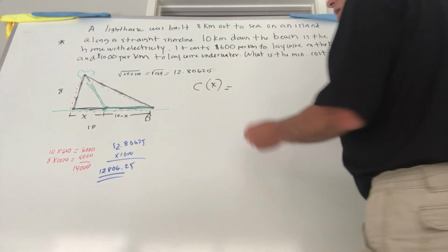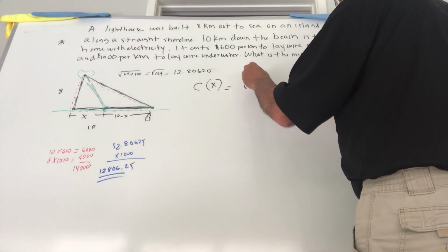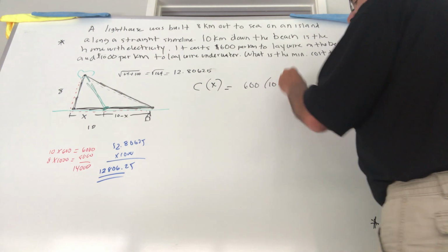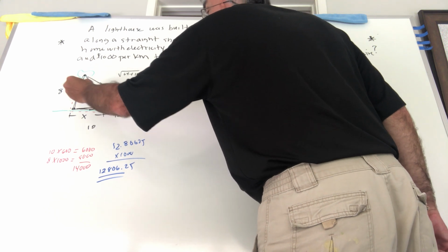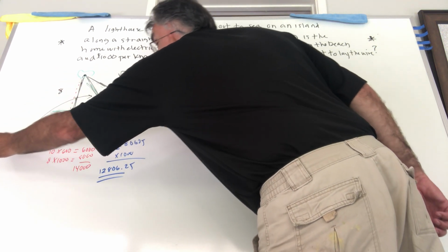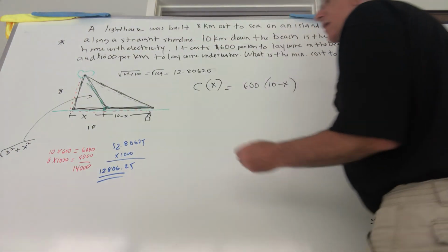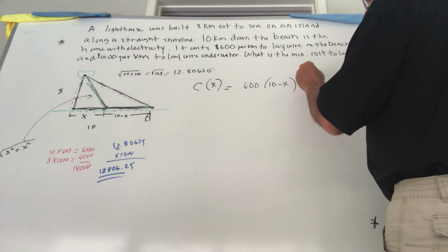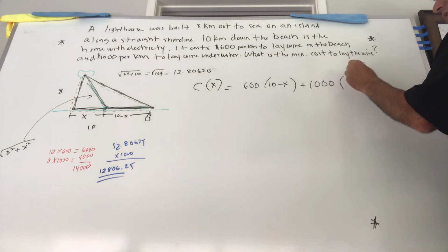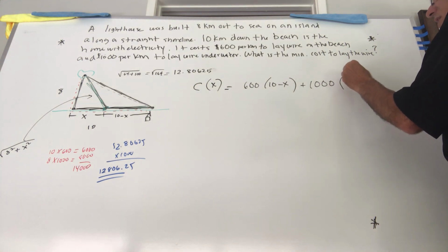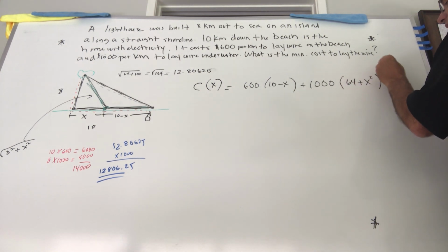Okay, so now, how far down the beach do I go? 10 minus x, and that costs 600. Then, at some point here, I'm going to cut out. Now, what is that? This gets a little more complicated here, and this is why you want to make sure that you do 8 squared plus x squared. Take the square root. So that distance there costs 1,000. Okay? And now I'm going to write it as a fractional exponent, so I can take the derivative easier. 8 squared is 64 plus x squared to the 1/2.